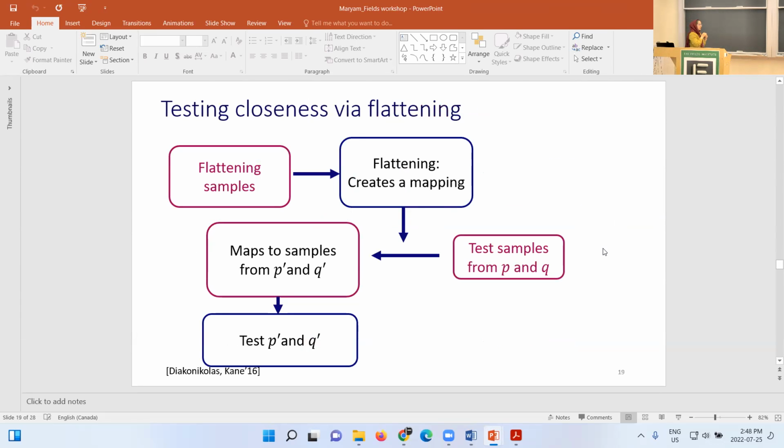So the structure of the new flattening-based algorithm would be like this. There are flattening samples. We use them to come up with the mapping. And then we draw new samples, called test samples, from P and Q. We use the mapping to map those samples to samples from P prime and Q prime. And then using the statistic that I showed, we test if P prime and Q prime are equal.